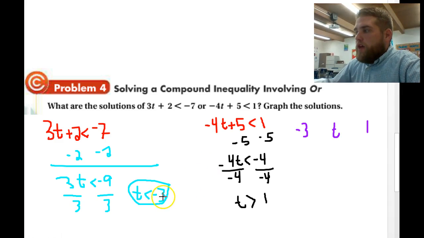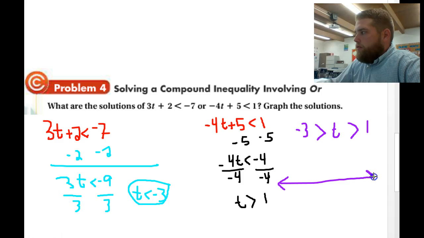Okay, so t is less than -3. So we want t to have the less than symbol towards it. Okay, and then we know t is greater than 1. So t is greater than 1. That one actually stays the same. Okay, so I know t is less than -3, but it's also greater than 1.